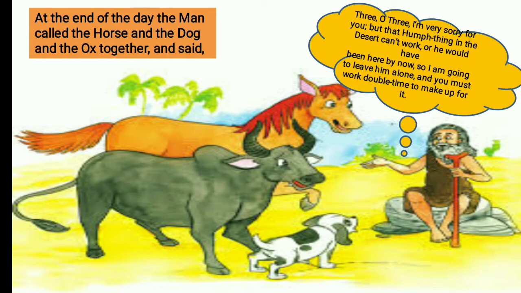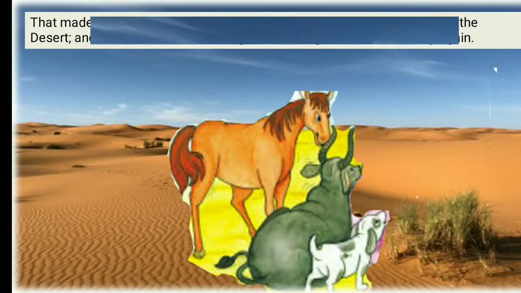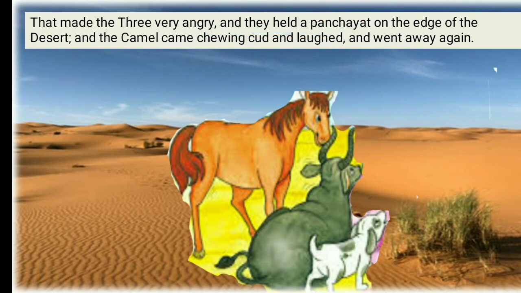At the end of the day, the man called the horse and the dog and the ox together and said, "Three, oh three, I am very sorry for you. But that humping in the desert can't work, or he would have been here by now. So I am going to leave him alone, and you must work double time to make up for it." That made the three very angry and they held a panchayat on the edge of the desert.